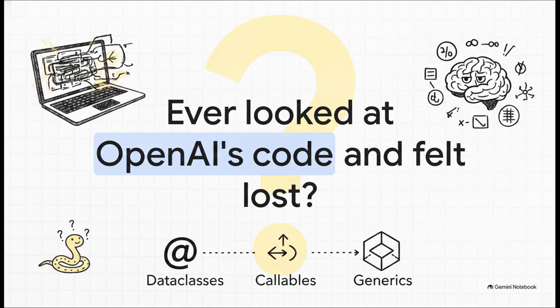Seriously, be honest for a second. Have you ever opened up a massive professional GitHub repo, like, say, OpenAI's, and just felt completely lost? Like you were trying to read an alien language? Yeah, we've all been there. It's totally overwhelming. But stick with me, because by the end of this explainer, we're going to decode that completely.